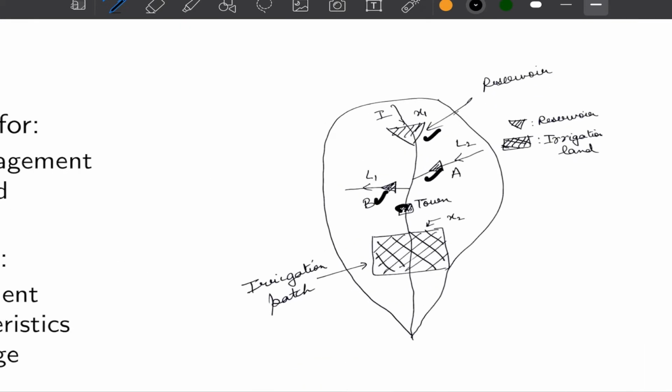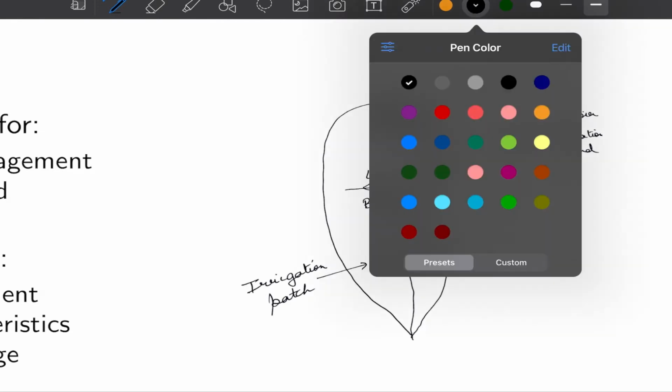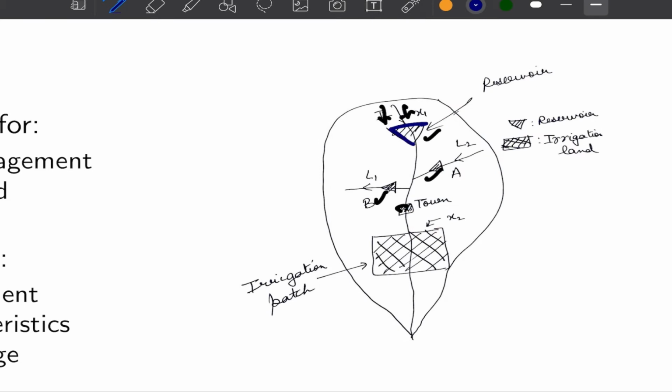Now, what would happen is that whenever there is heavy precipitation upstream, that water would be channeled through the reservoir or held in the reservoir. But once the reservoir reaches its capacity, we have to release some water from here. And there are two other smaller reservoirs marked as B and A.